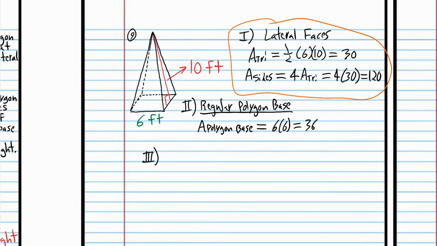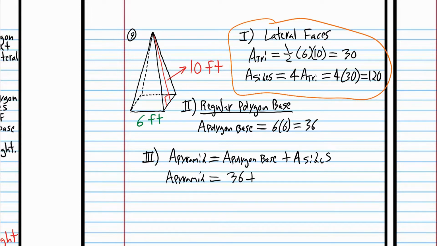And step 3, the surface area of the pyramid is equal to the area of the polygon base plus the area of the sides, and that equals, area of the polygon base is 36, area of the sides is 120, so we get 156 square feet. So that was kind of an easy one.